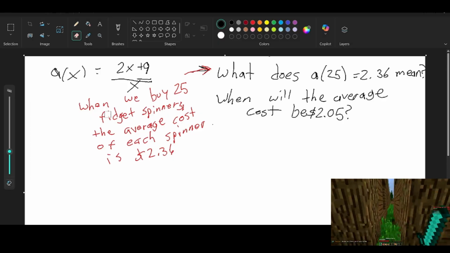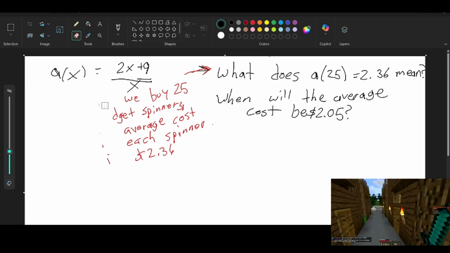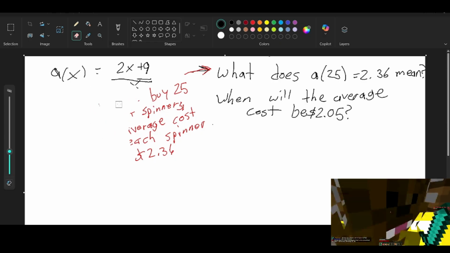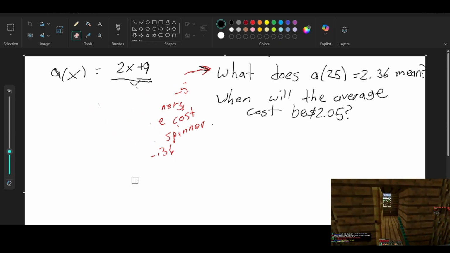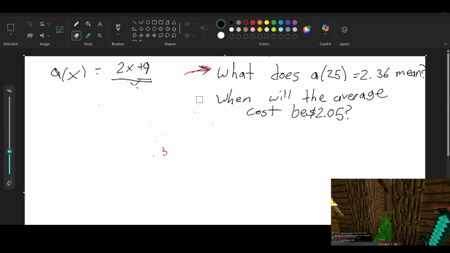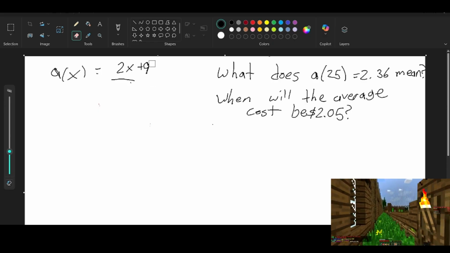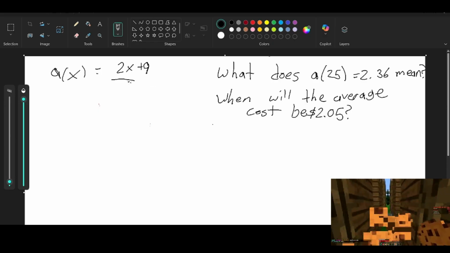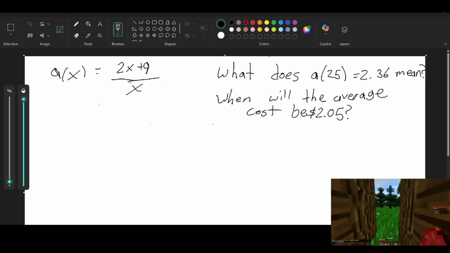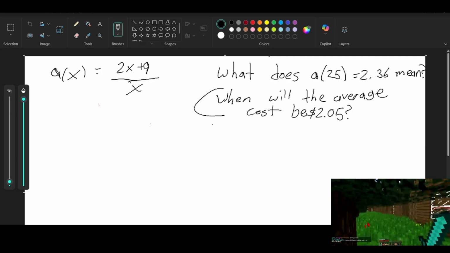So I'm just going to erase this in red just so I have the space to do the second part. Oops, that's my x. But I was going to say something, but I forgot. So I'm just going to move on to this second part.